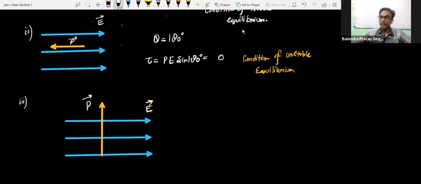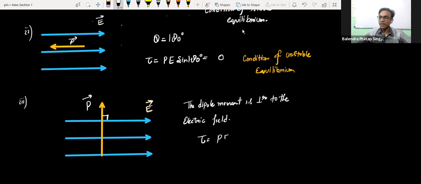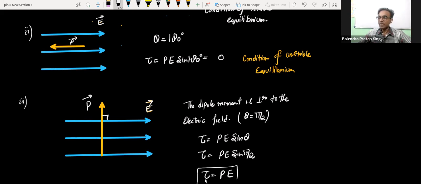Now this is your 90 degrees. Here the dipole moment is perpendicular to the electric field. In this case, the torque is again the same formula, PE sine theta, and here theta is pi by 2 or 90 degrees. So you can find this torque as PE sine pi by 2, and that is equal to P into E. That is the maximum torque experienced by a dipole.